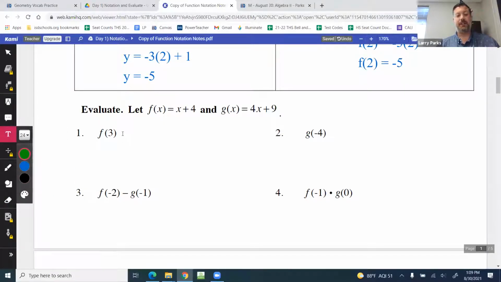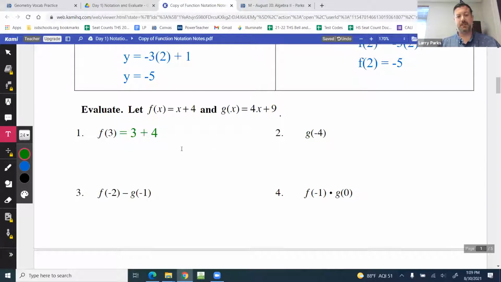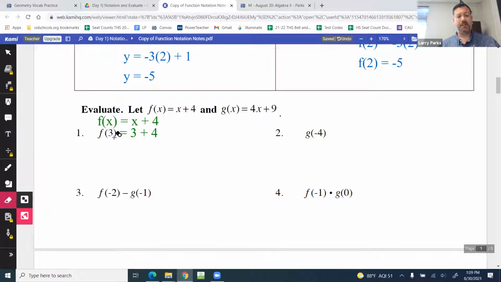So f of 3 equals... all I'm doing is finding the f function, and instead of x, I'm going to put a 3. So I get 3 plus 4. It might help to copy that down again. So there's my original function. All this means is take 3 and put it in for x. If there were multiple x's, I would replace x with 3 in all of them.